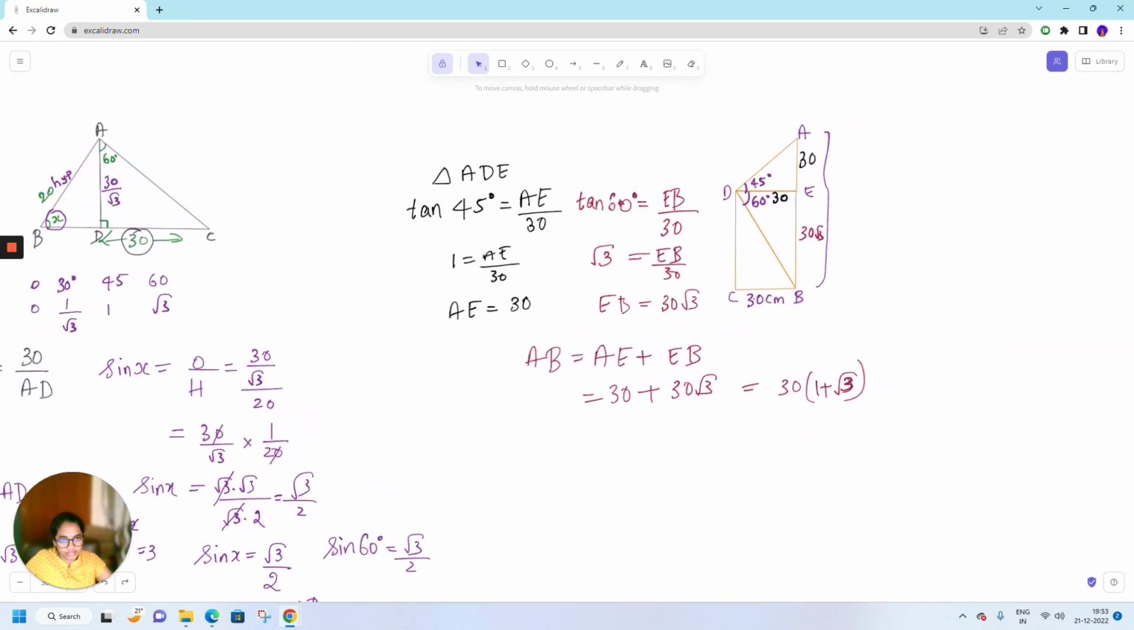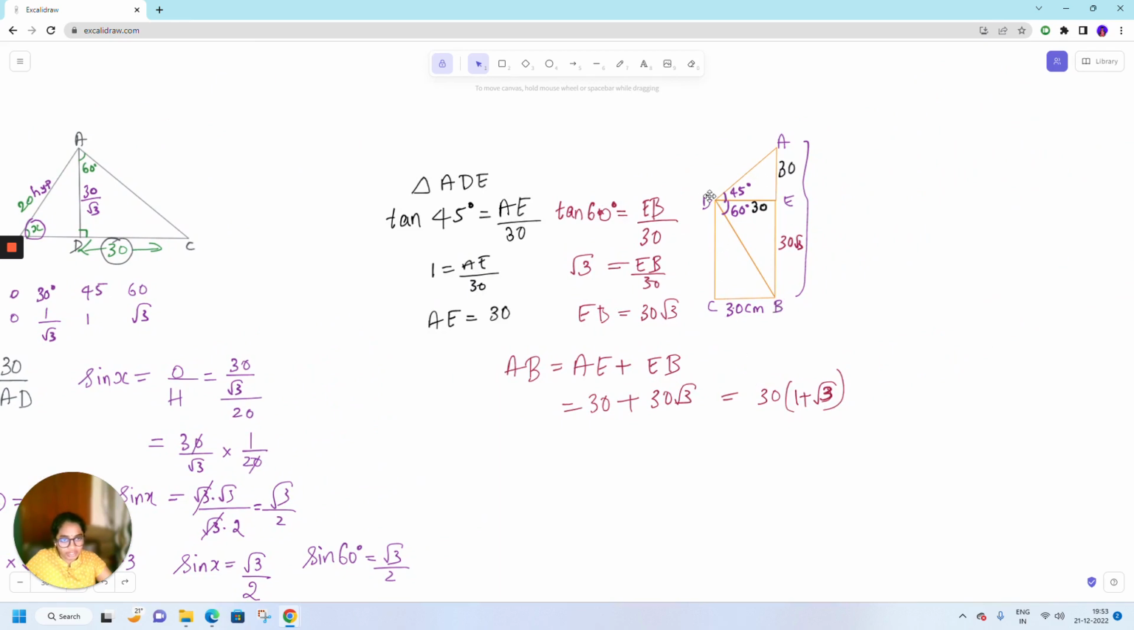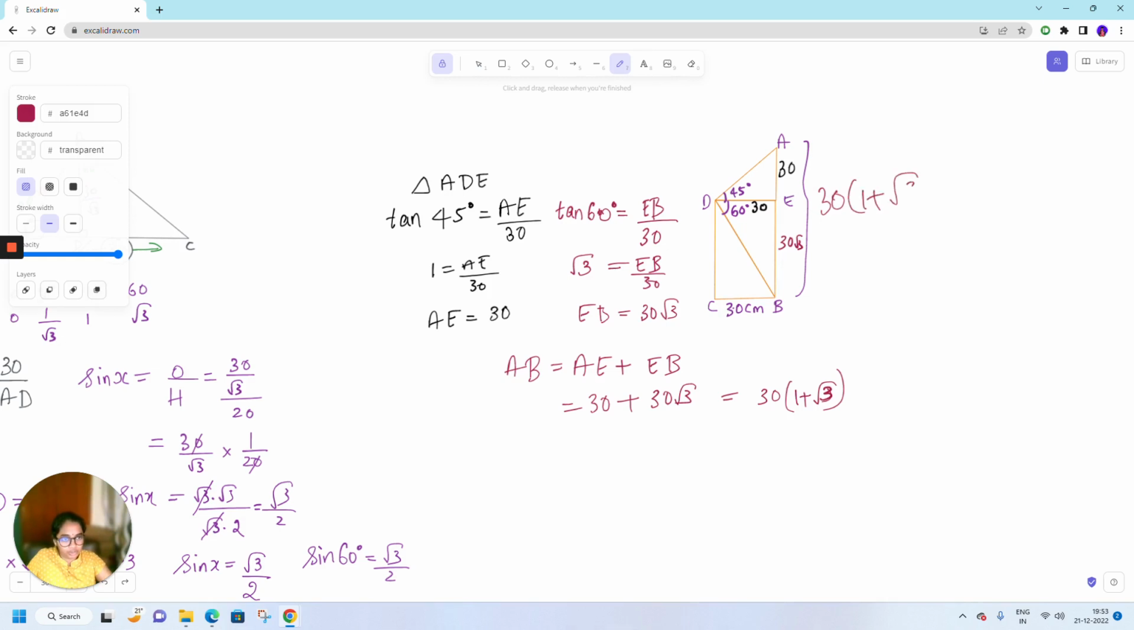In the last question, they had given a rectangle and a triangle. By using a property of rectangle, that is, the opposite sides are equal, since BC is 30, we wrote directly ED as 30. And from the triangle ADE, we found AE. Then we found the side EB. Adding these both, we got the side AB, which was 30 into 1 plus root 3.